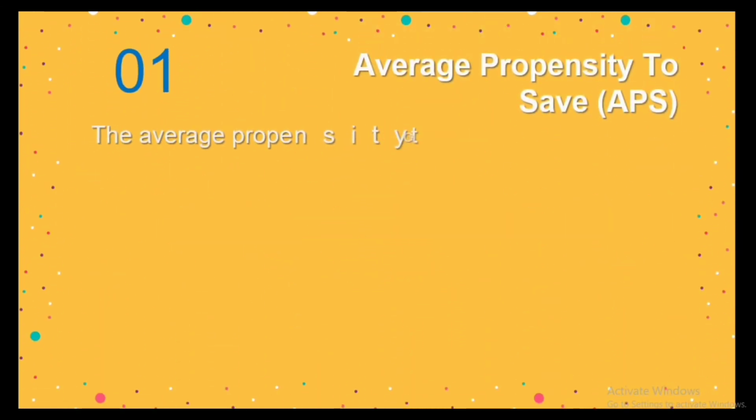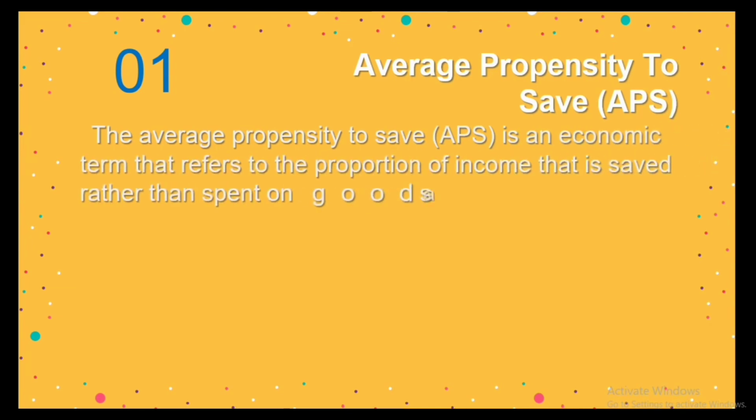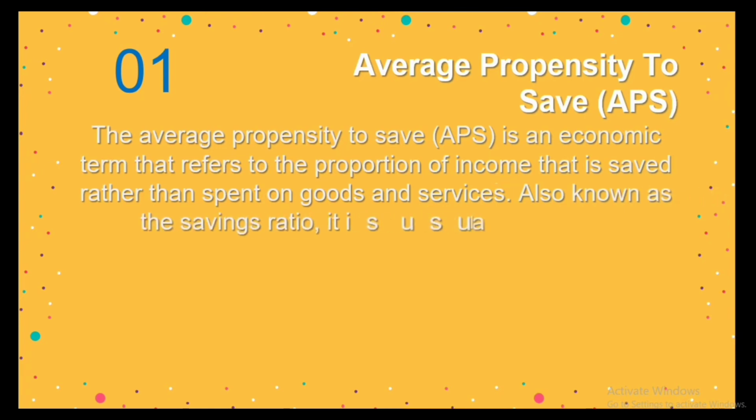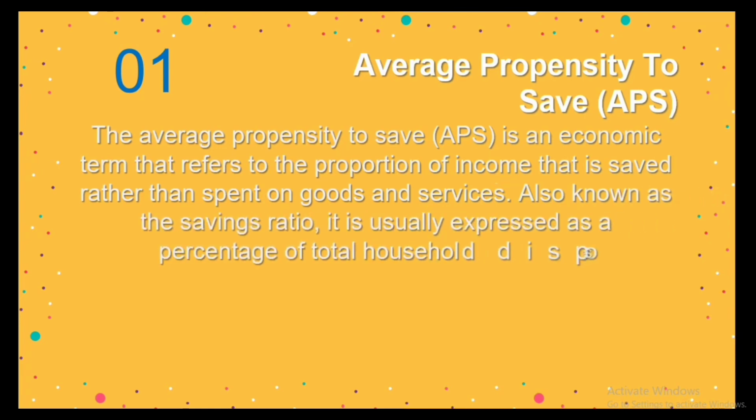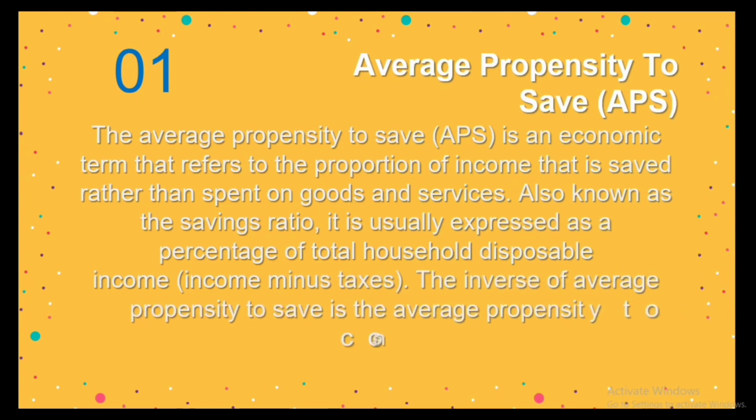Average propensity to save, or APS. The average propensity to save, or APS, is an economic term that refers to the proportion of income that is saved rather than spent on goods and services, also known as the savings ratio. It is usually expressed as a percentage of total household disposable income minus taxes. The inverse of average propensity to save is the average propensity to consume, or APC.